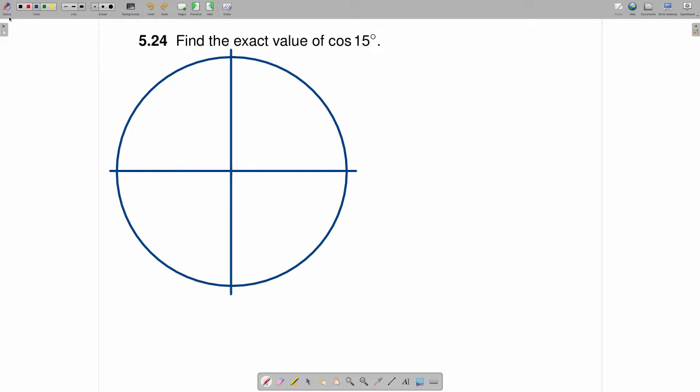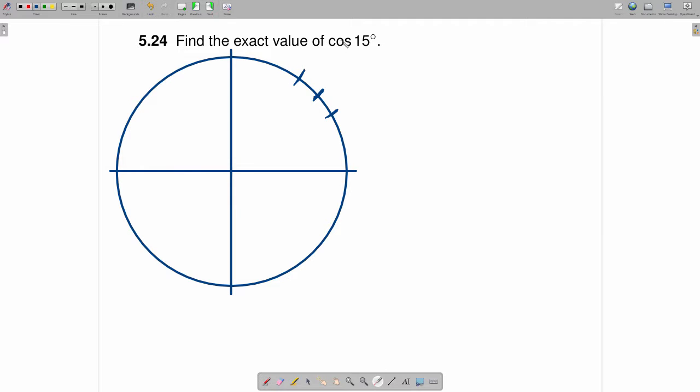Find the exact value of the cosine of 15 degrees. I'm going to begin by, at least in the first quadrant here, labeling the angles that we are familiar with, that we can find the sine and cosine of without using a calculator. There's 45 degrees, and here is 30 degrees, and here is 60 degrees.